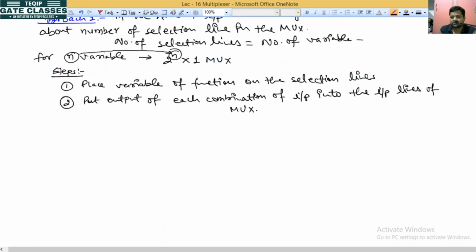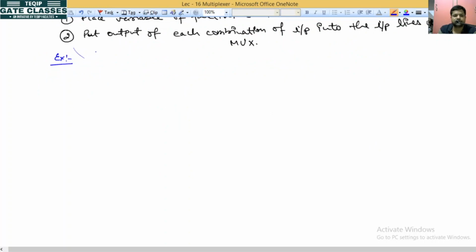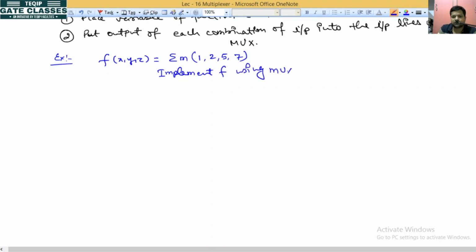Okay? Suppose I have a function f(x,y,z) equal to the summation of minterms 1, 2, 5, 7. This is the function, and we have to implement it using a multiplexer. Implement f using a mux. So what will be the solution?